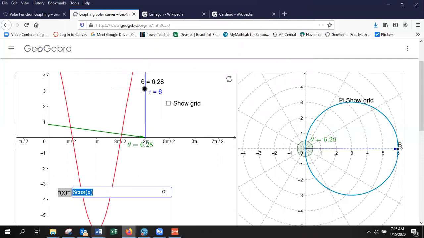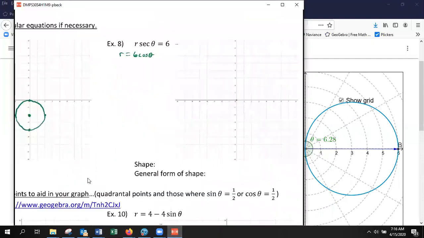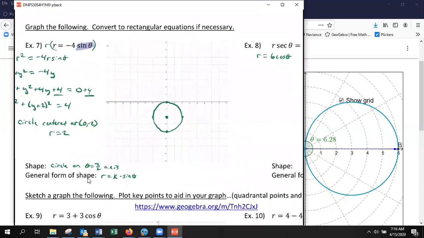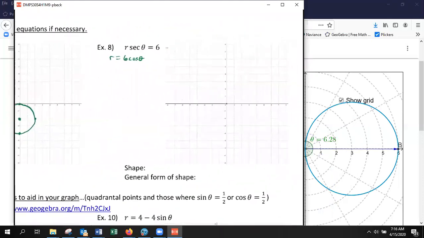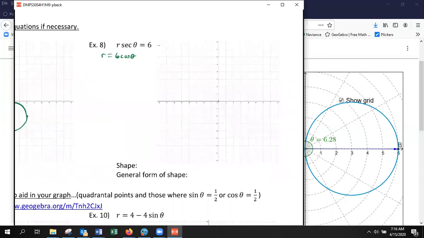If we have sine of theta, we're going to be on the theta equals pi/2 axis. If we have cosine of theta, we are going to be on the polar axis. And our furthest distance, and this is where we're going to start looking at this a little bit more analytically, if you remember, the range of cosine goes from -1 to 1.